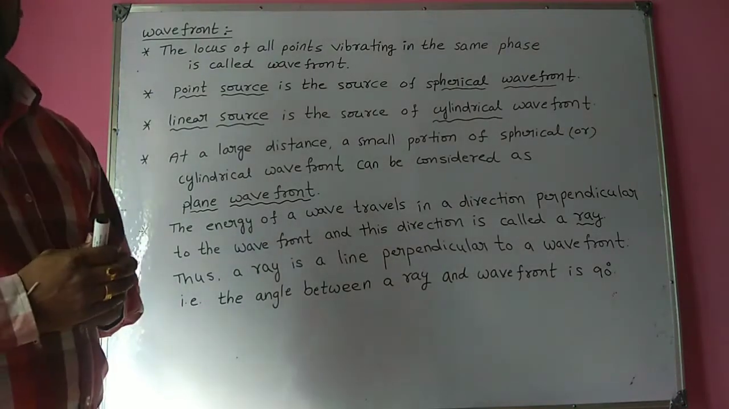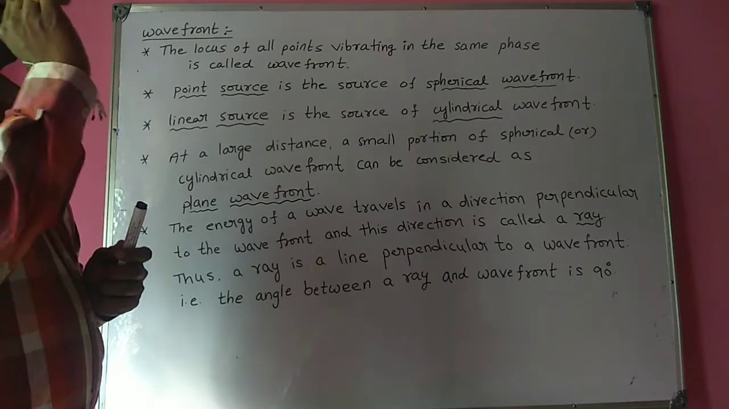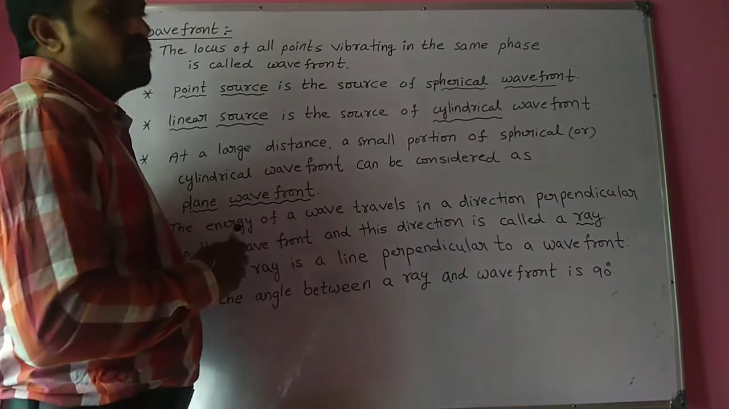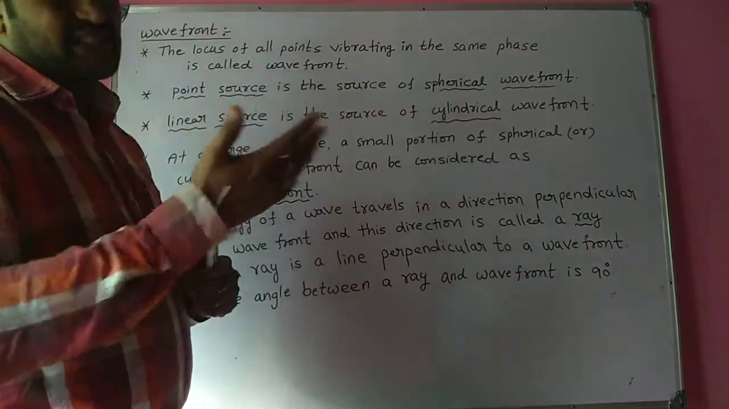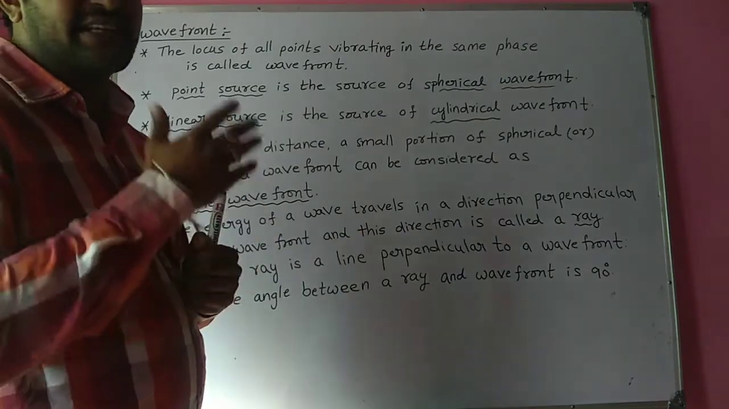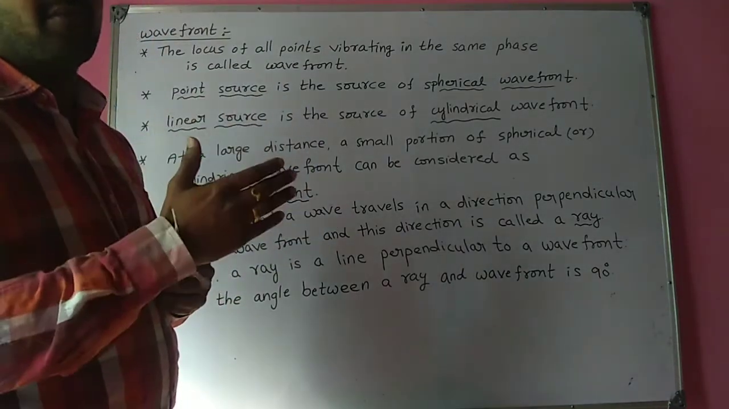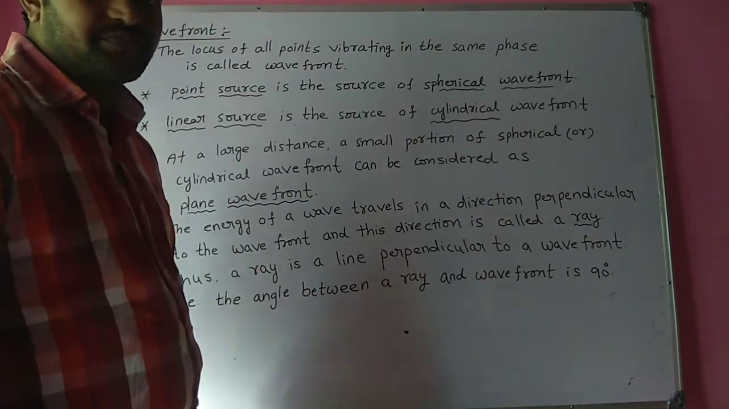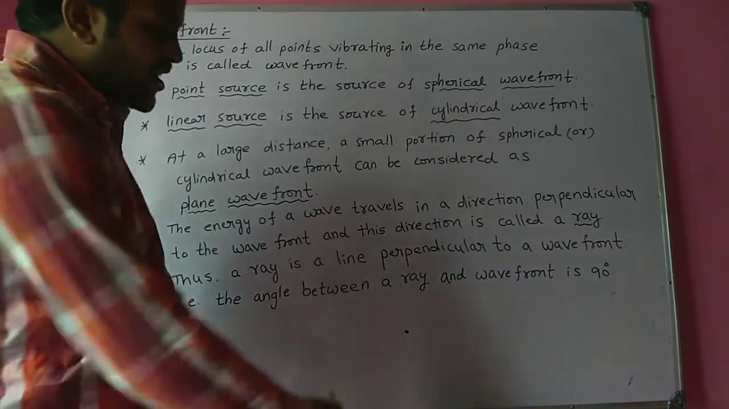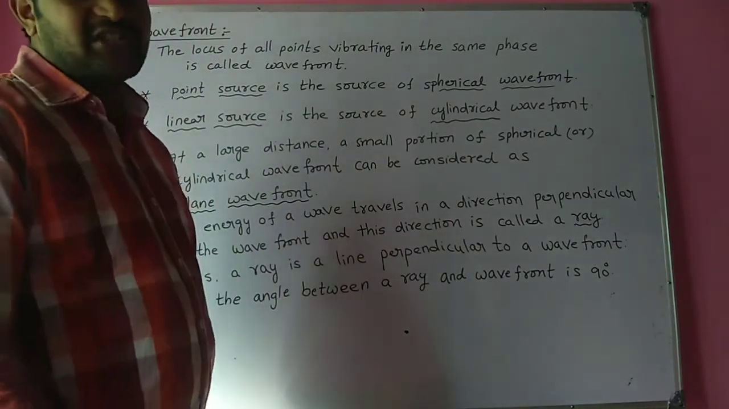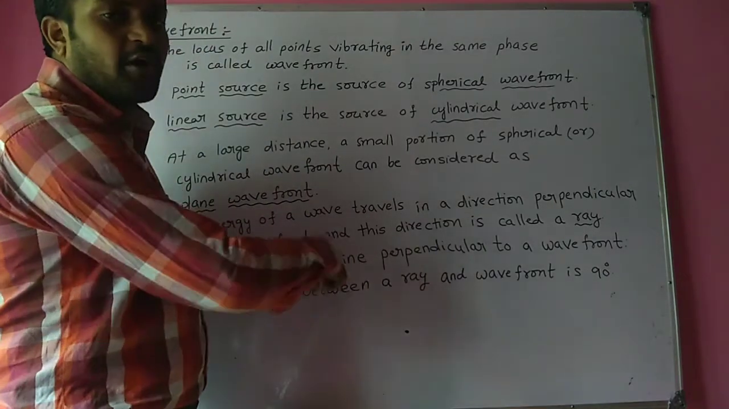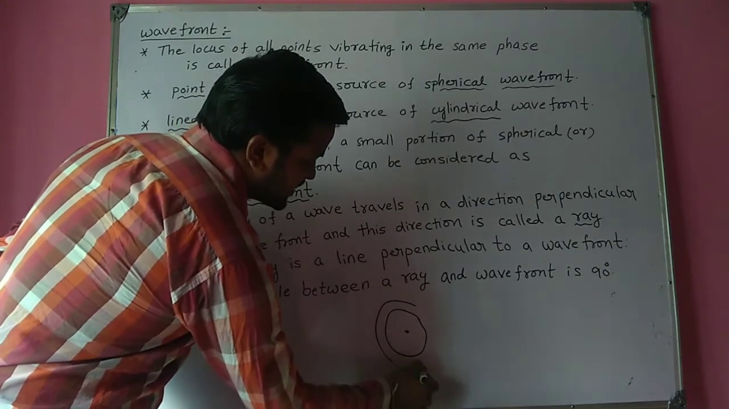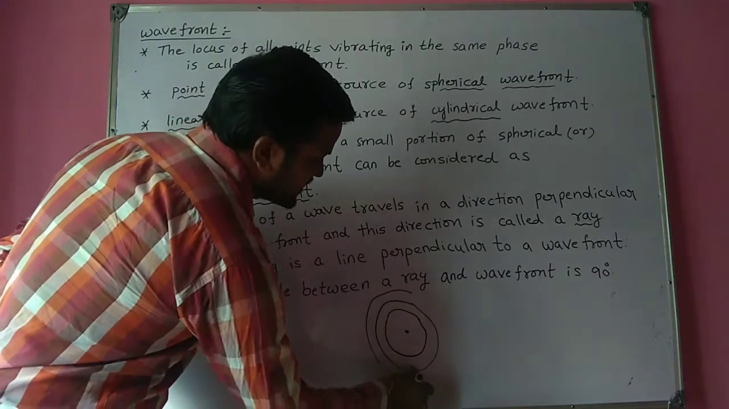Now let us consider a stone is thrown into the pond of water. Now the water surface gets disturbed and the disturbance spreads out in all directions in the form of concentric circles. This is a point of disturbance on the water surface. From this point of disturbance, the disturbance spreads out in all directions like concentric circles like this.